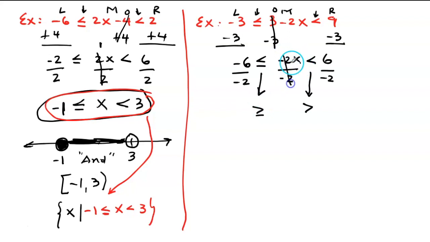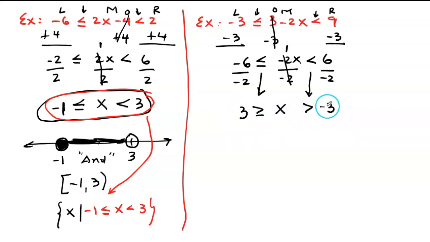Next, -2 divided by -2 gives me 1x. I don't need to put the 1, bring down the x. -6 divided by -2 gives me +3. 6 divided by -2 gives me -3. And the x is by itself. Technically, I am done. In order for me to graph this in the number line, I always like to have my smaller number on the left, my bigger number on the right.